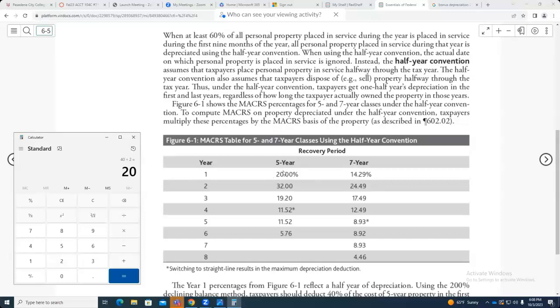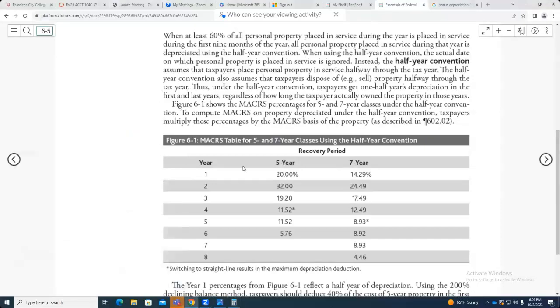Make sense? Now you know why this is 20% here. It is double declining, which is 40%, but because it's the half-year convention, half of 40% is 20%. So in year one, you use 20%. So the IRS is using double declining, the same thing that you learned in accounting and bookkeeping, but I just proved to you why this is 20%.